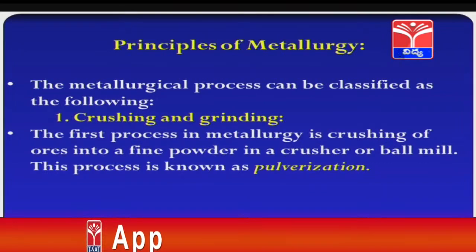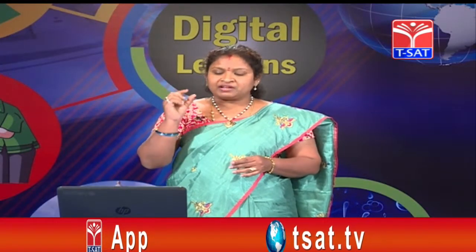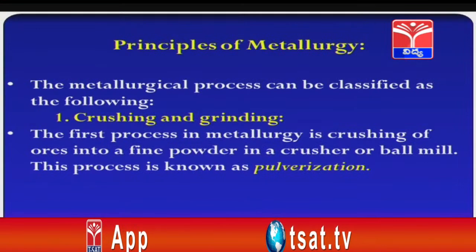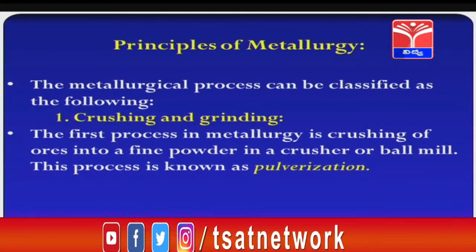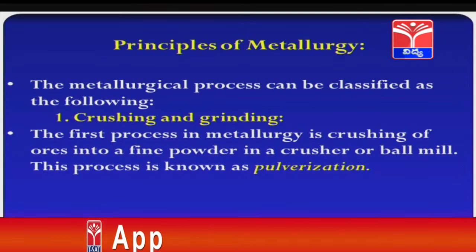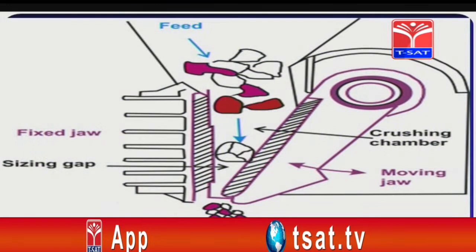The first process in metallurgy is crushing of ores into fine powder. As the ore is obtained in the form of bigger pieces, we have to crush it into fine powder by using a crusher or a ball mill. This process is known as pulverization. So, this is the way you can crush it.